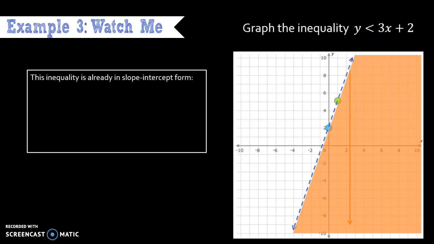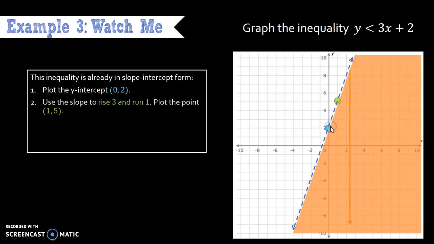The inequality is already in slope-intercept form for us. That means we're going to start by plotting our y-intercept, 0, 2, that's the blue point. And then we're going to use our slope, which is positive 3, or rise 3, run 1. So you can see from the blue point, we go up 1, 2, 3, and run 1 space to the right, and plot that point. Now I have my 2 points, that means I can draw a line.